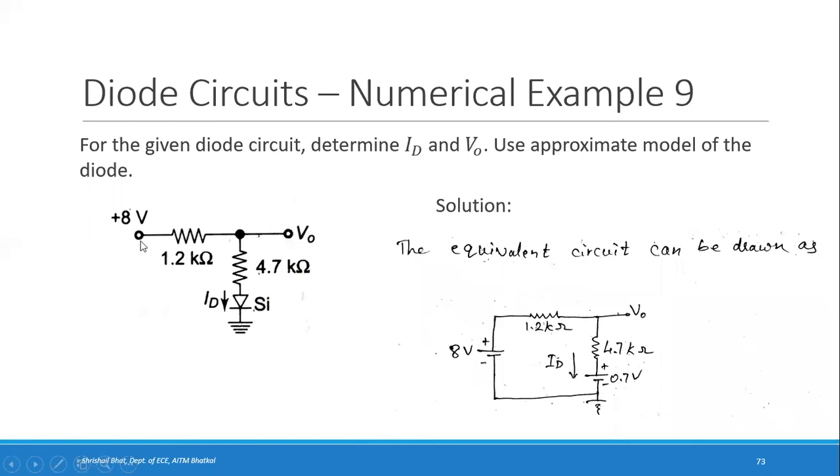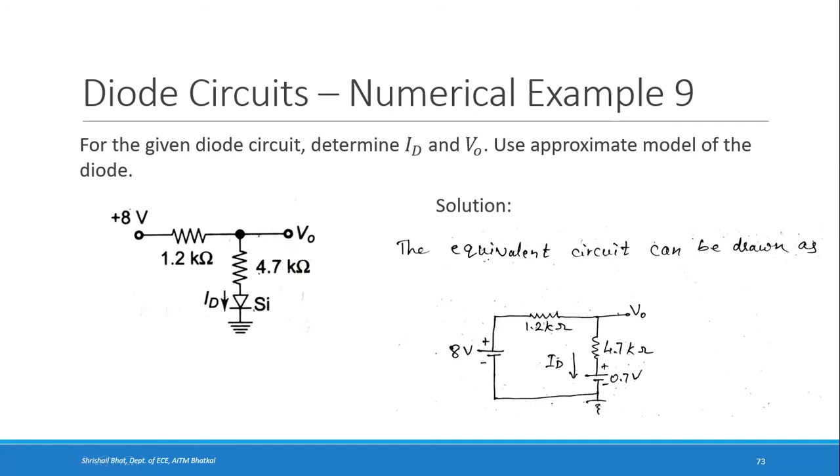I can draw this plus 8 volts like a battery. Plus 8 with respect to ground, positive is connected to the P side, negative is connected to the N side. I have replaced the diode with its forward voltage drop 0.7, because that is how we have the approximate model. Now again the diode is forward biased, so you can find the value of ID.